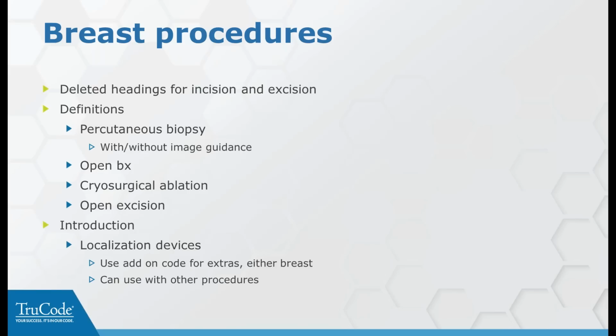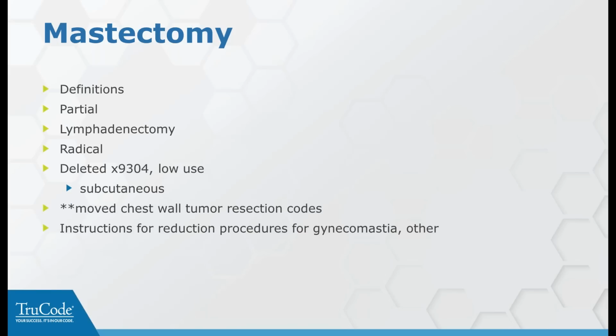And then also with the mastectomies, they really looked at the definitions there and told us what to do if it's bilateral, and looked at the definitions between a partial, whether they used a lymphadenectomy or removed the lymph nodes at the same time, and radical. They also deleted one of the codes. If you have used 19304 in the past for subcutaneous mastectomy, because that's not used very often, they deleted that code this year. So again, just watch your notes, lots of notes in this area.